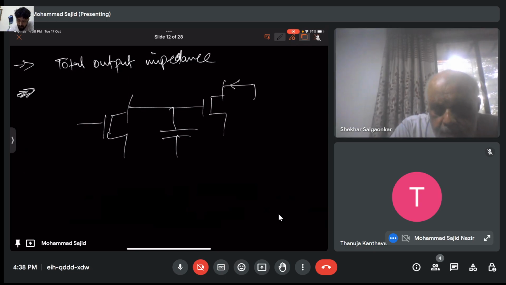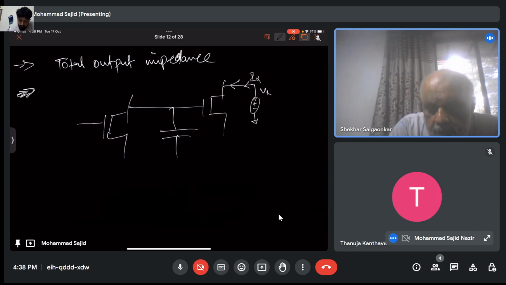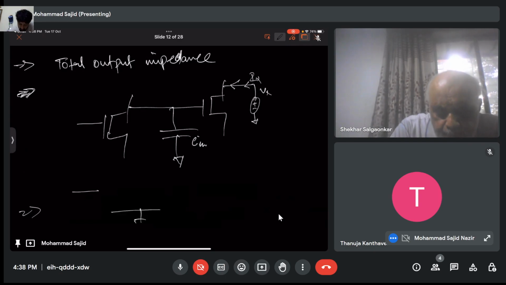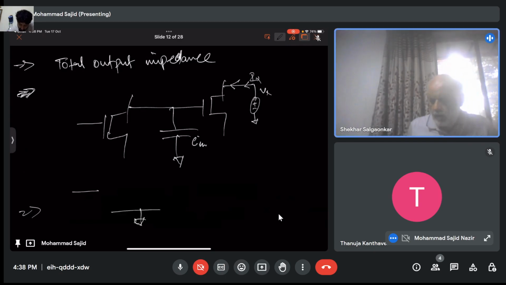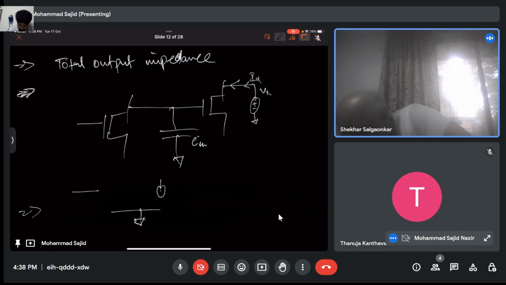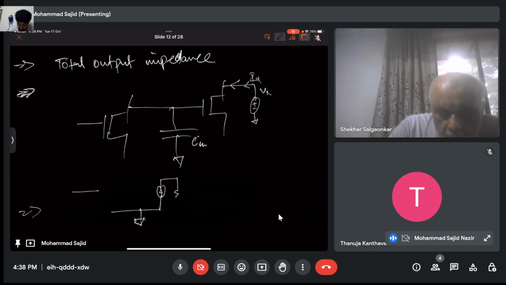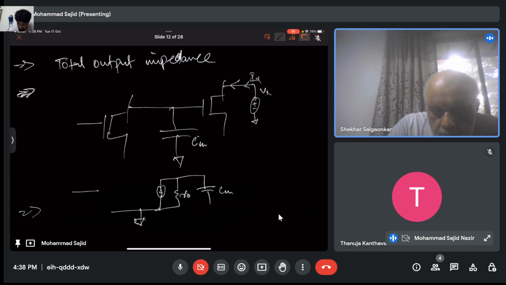You can directly look in here, connect positive, negative, Vx, Ix, right? Yes, this is your source. Let's say this is C in. So this is basically 0 here. This is ground. Current will be 0 if CLM is considered. So this will be CLM, and this will be C in. And this is like this.